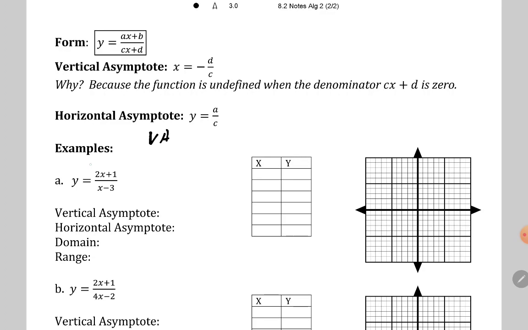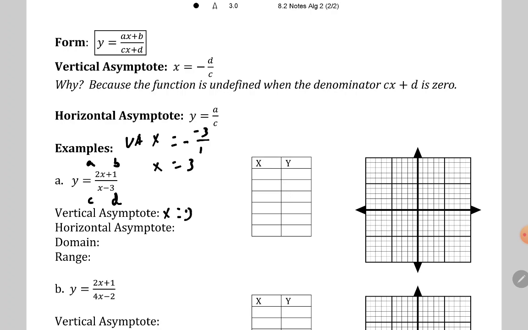So make sure we label everything. This is a, b, c, d. So x equals -d, which is -3, over c, which is 1. Negative times negative is a positive, so I have 3. Okay, so this vertical asymptote, x equals 3.